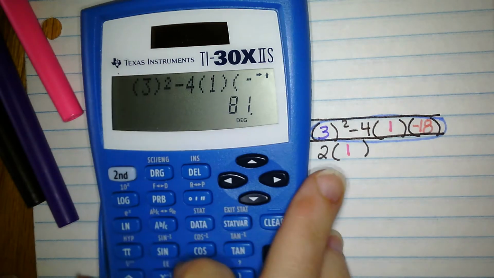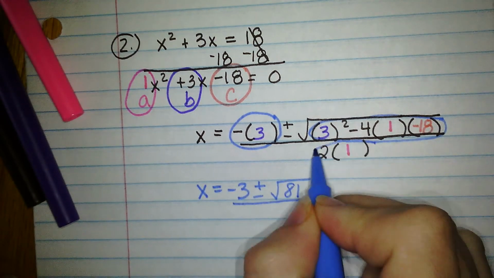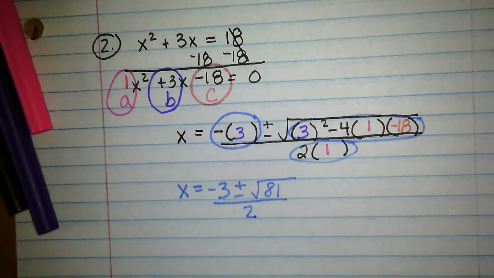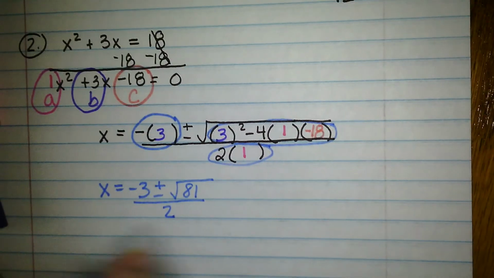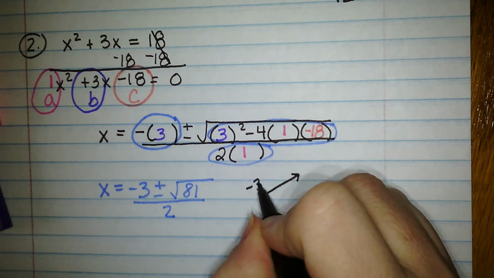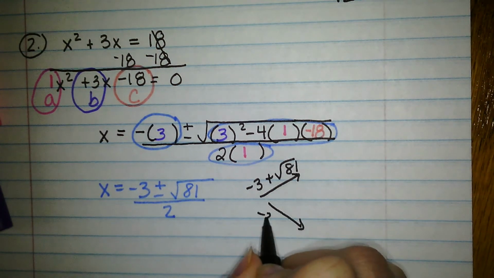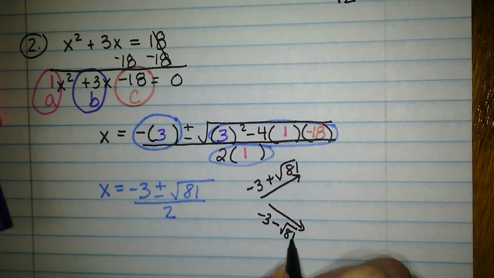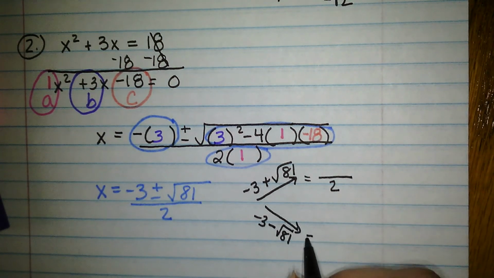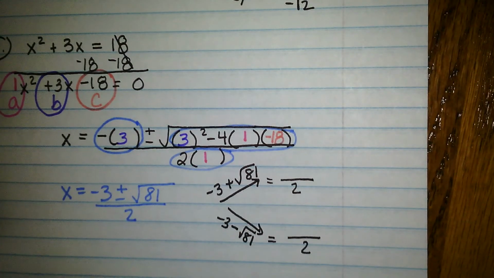So the 81 is going to go under the square root right here. And then our last one that we're going to calculate is 2 times 1. We're going to do the denominator, which is 2. So that kind of simplifies things a little bit. And now we're going to break it up into 2 parts. So we're going to have negative 3 plus the square root of 81 and negative 3 minus the square root of 81. And when we get that value, we're going to divide it by 2. Get this value, we're going to divide it by 2, and we will get our final answers.